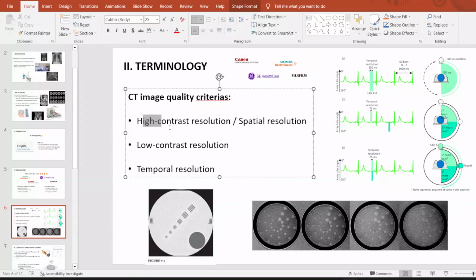The first one is the high contrast resolution. People prefer spatial resolution. The second one is the low contrast resolution. And the last one, I hope that you can remember, is the temporal resolution. So what are they? Let me give you some explanation.